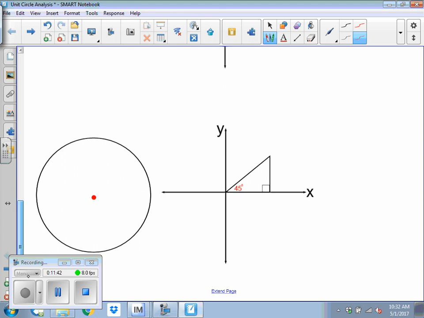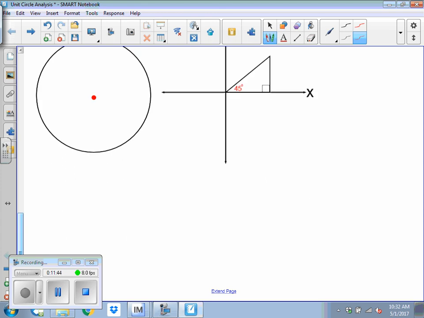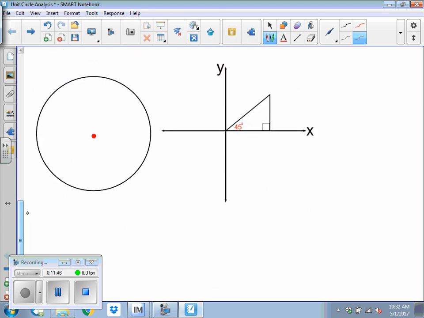So let's go do the 45-degree one. That's the last of the special angles. This would be that middle angle in that first quadrant. Okay, it was 30 degrees and 45 degrees and 60 degrees.